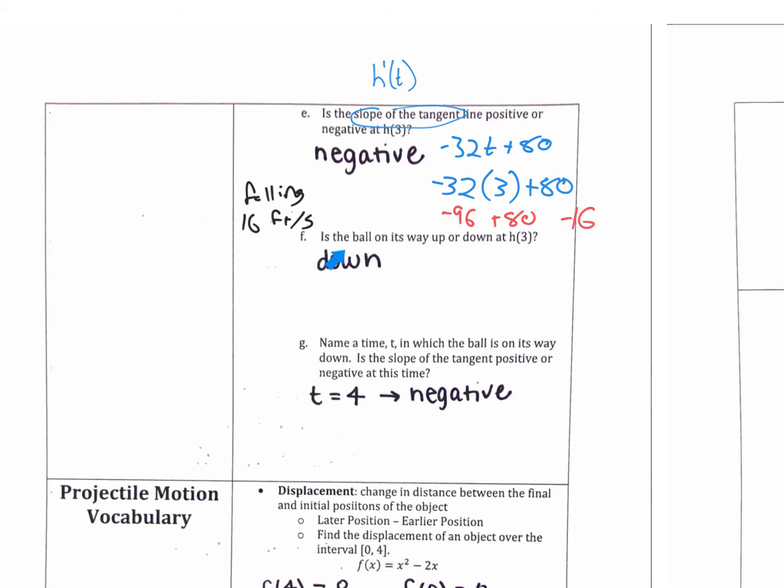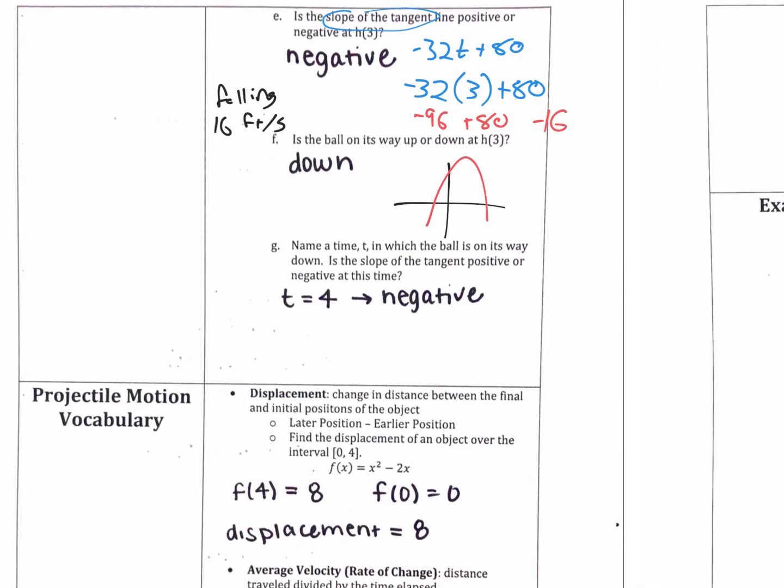Part F, is the ball on its way up or is it on its way down at h of 3? Well, it's on its way down, right? It's got a negative slope, so it's heading downward. Visually, if I were to kind of imagine this graph, a t value of 3 would be somewhere past the maximum, so it's coming back down. It says, name a time t in which the ball is on its way down. Is the slope of the tangent line positive or negative at this time?